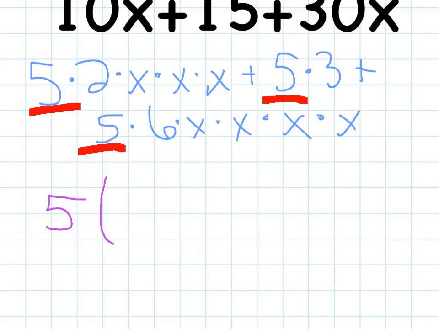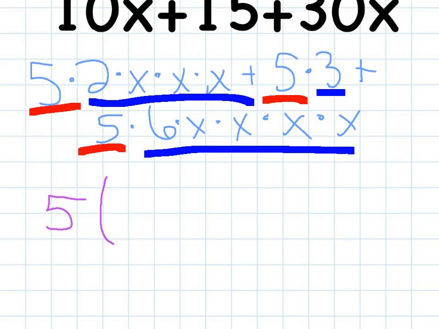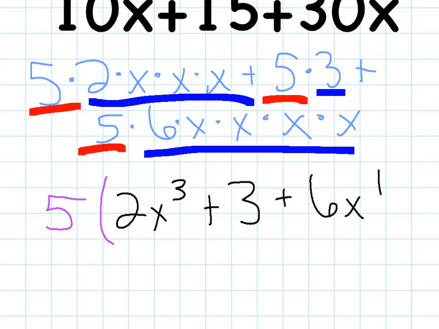Then we are going to use the rest of the problem and put it in the parentheses. So on the first one, we have 2x to the power of 3. And then we have just a 3. And then we also have a 6x to the power of 4. But we have to put them in order. It's fine if they're like that because then look at the problem.